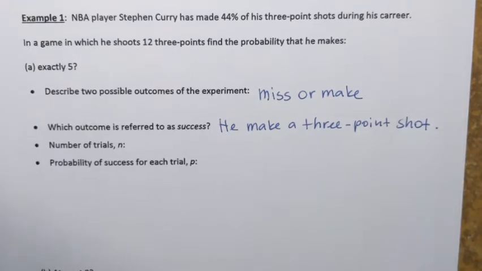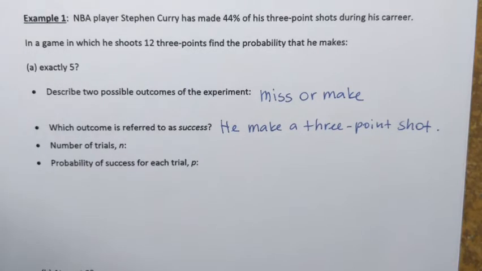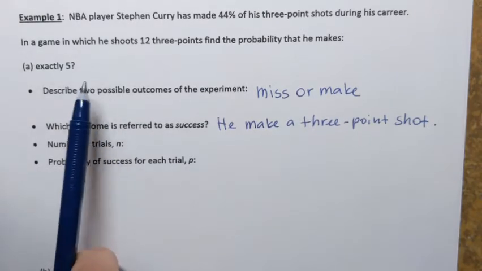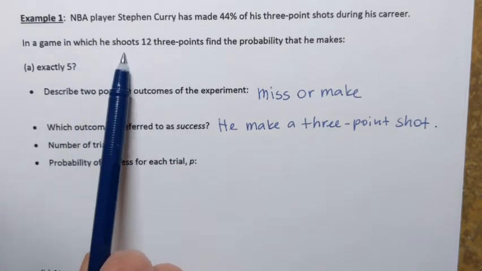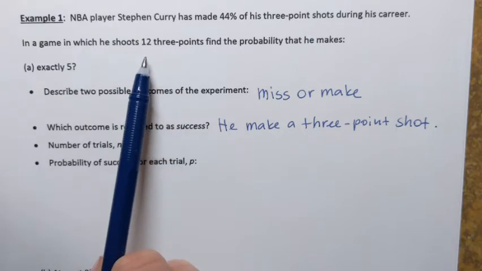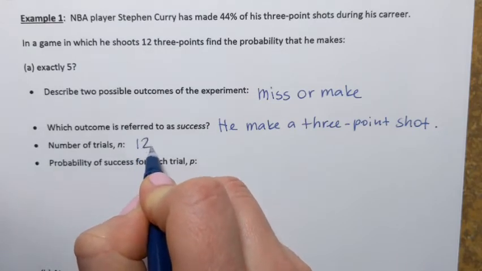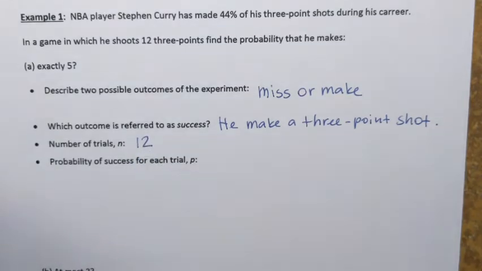Next, we need to remember that a binomial experiment consists of a series of trials, or we can call them mini experiments. So what is the number of trials here? Well, if it says that in the game he's going to shoot 12 3-points, that's what we're going to consider trials, right? So the number of trials is 12. He's going to shoot 12 times.